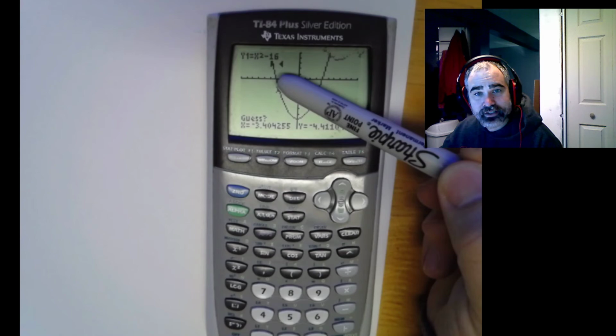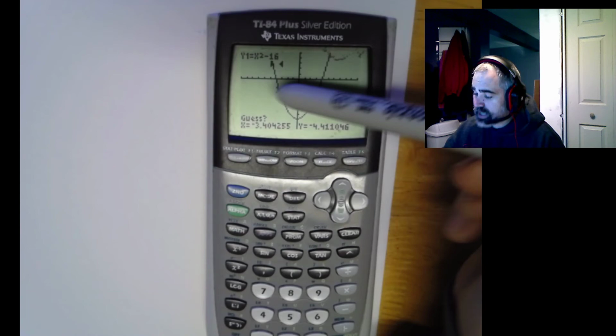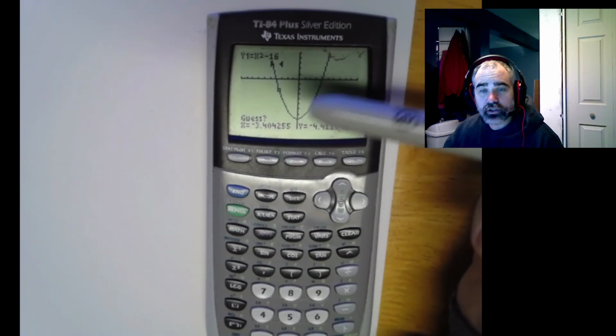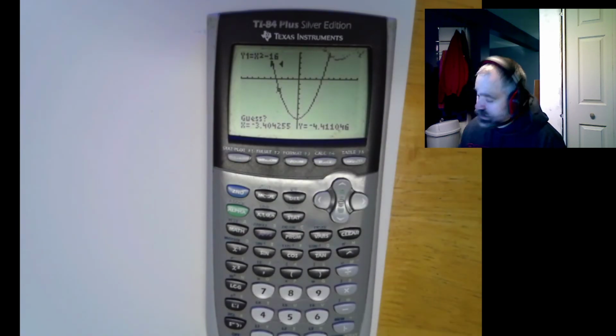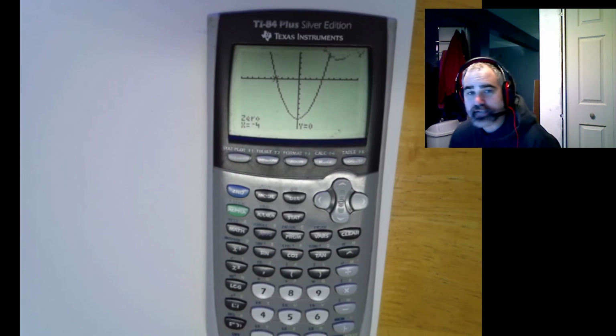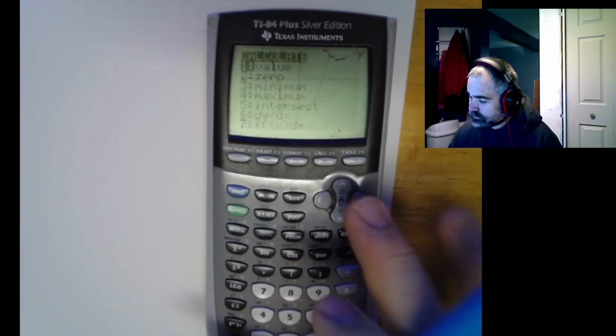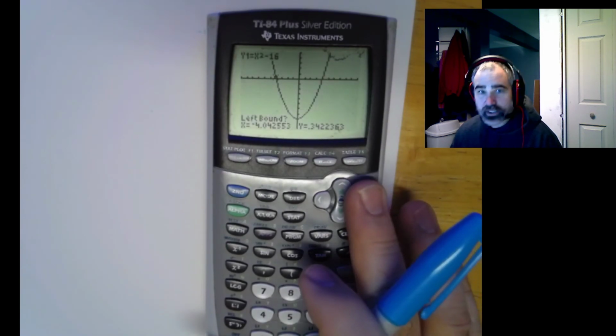And then it's going to prompt you to say guess. You want your calculator to try to find every point between your two cursors, and it's going to look for a place where y equals 0. You're going to hit enter a third time, and it's going to give you that x-intercept of -4, or a 0 of -4. If you want to find the other one, just do it again, and go to the other side.